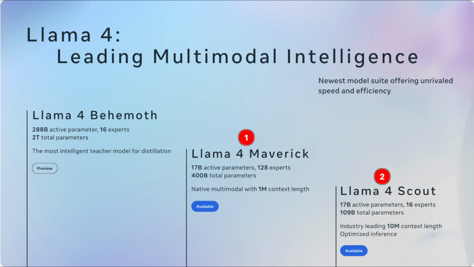LLaMA 4 Scout is a 17 billion active parameter model with 16 experts, totaling about 109 billion parameters. Whereas LLaMA 4 Maverick is a much larger model, also with 17 billion active parameters, but a massive 128 experts, which is 400 billion total parameters.